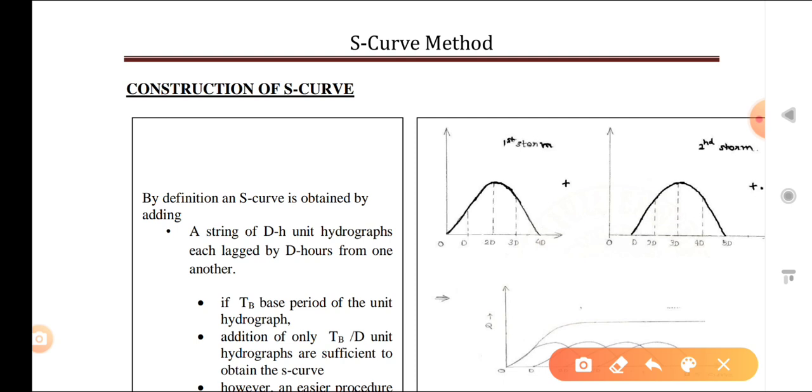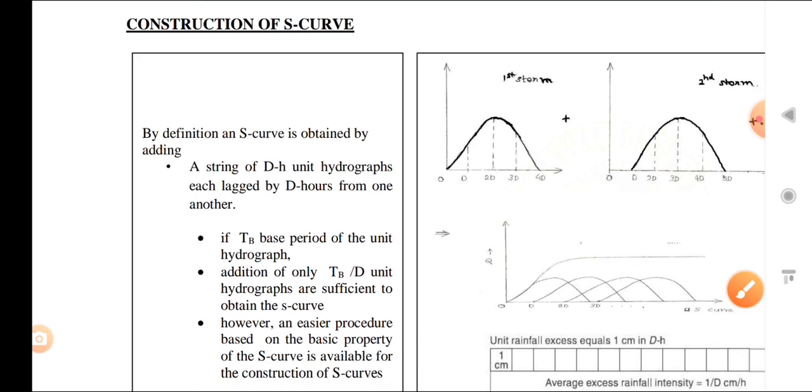As you can see in the figure, the first hydrograph starts from 0, then the second hydrograph will start from t, lagged by d hours, and the third will be lagged by 2d, and then we add them together. It will look like that.